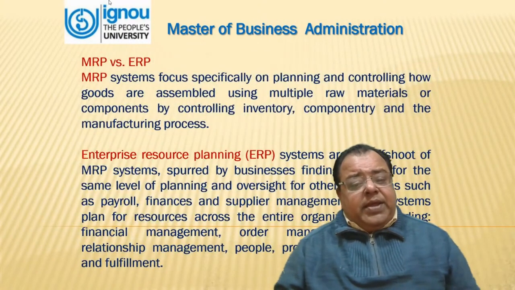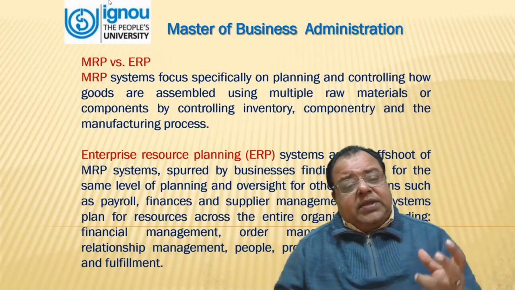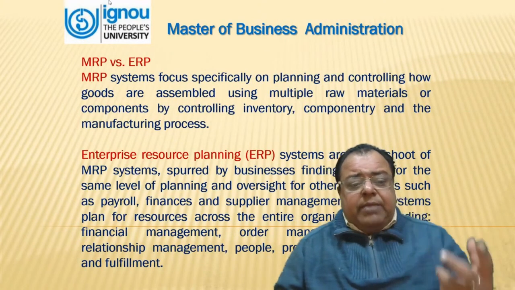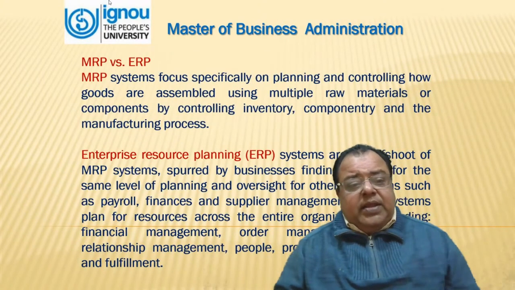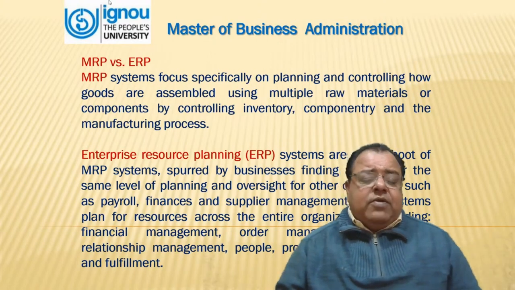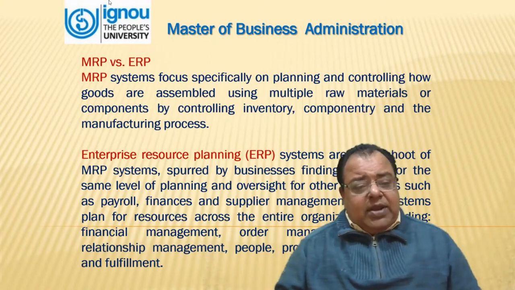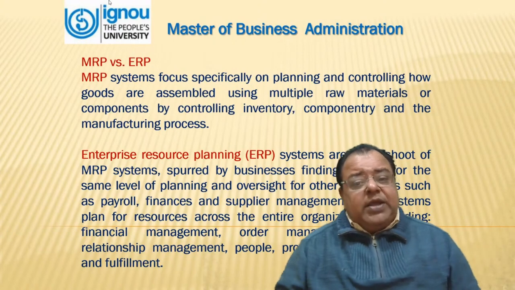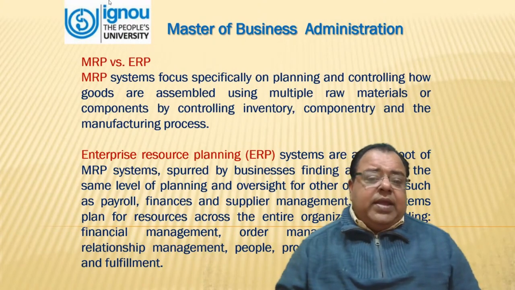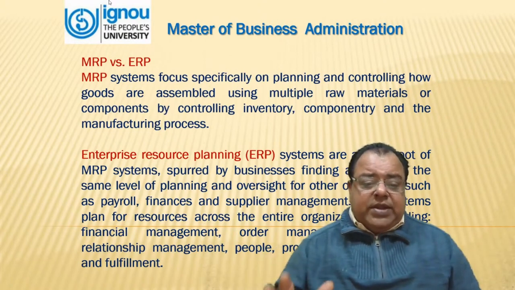Now we will be comparing MRP with ERP. ERP is Enterprise Resource Planning. MRP system focuses specially on planning and controlling how goods are assembled using multiple raw materials or components by controlling inventory, componentry, and the manufacturing process.